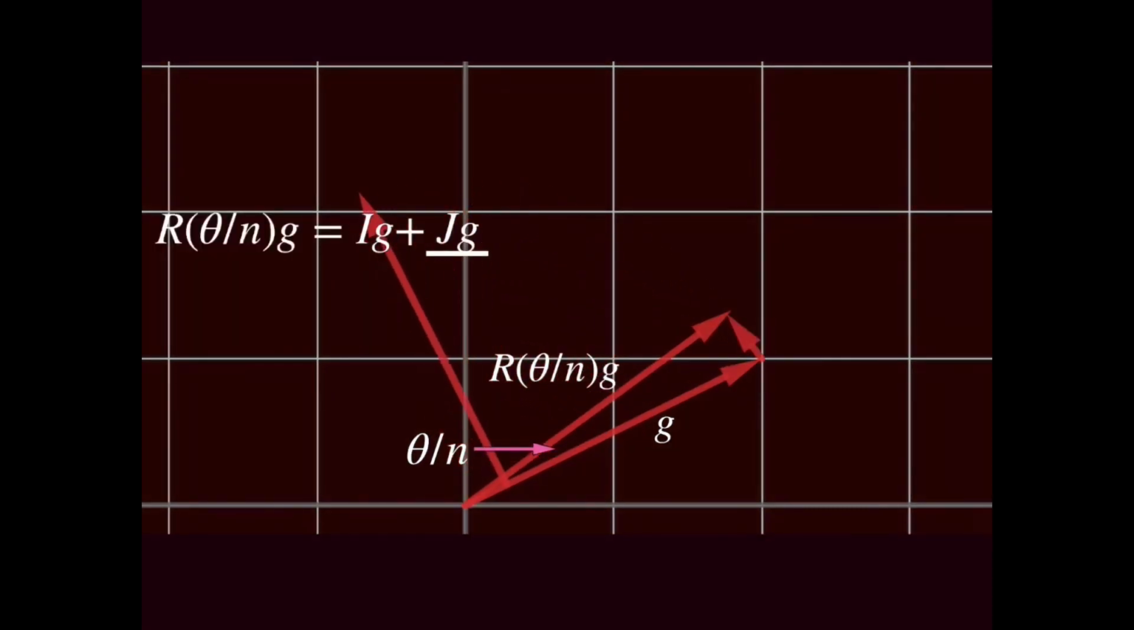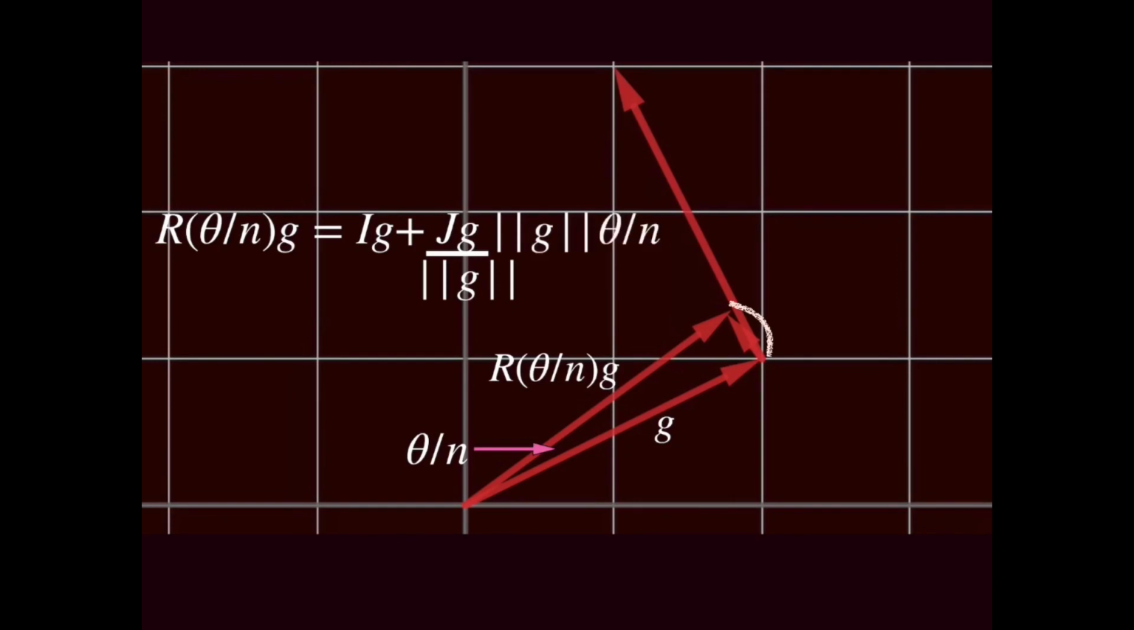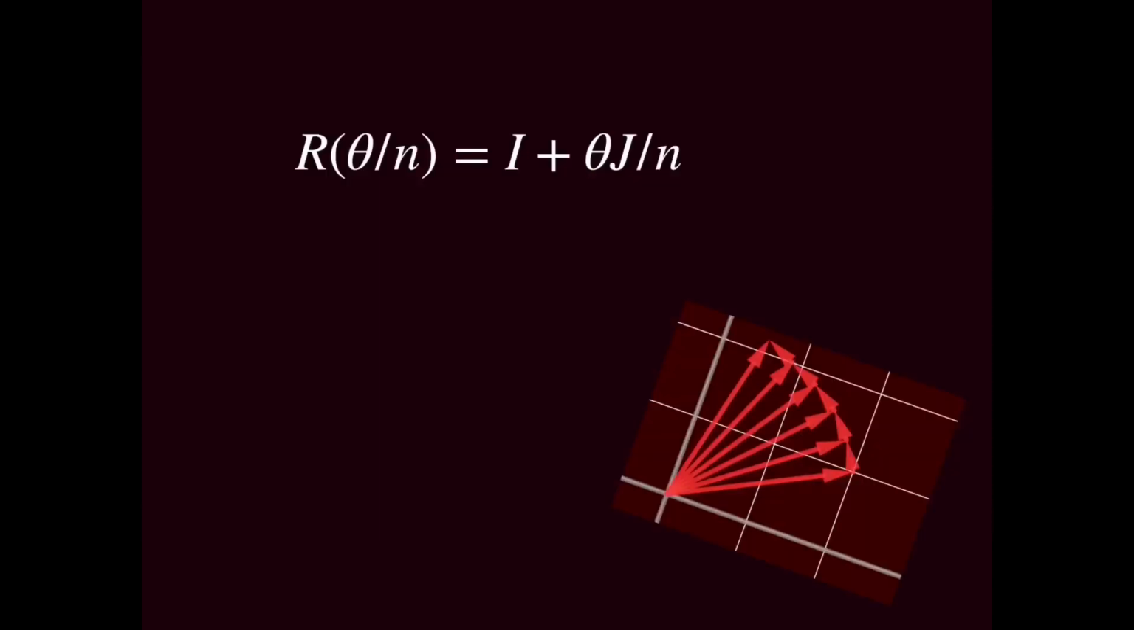So it's g plus jg divided by the length of g to make it unit length, and then scaled by the length of the small vector, which is roughly the length of the arc connecting the 2 points, which is radius times the angle measured in radians, so length of g times theta by n. And on cancelling the lengths and factoring the g, we get the infinitesimal rotation matrix. And r of theta is just that raised to the nth power, and then we take the limit as n goes to infinity, which is e raised to theta j.